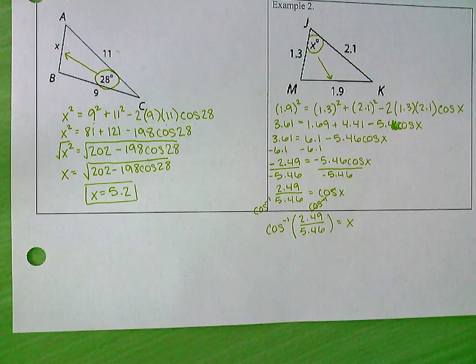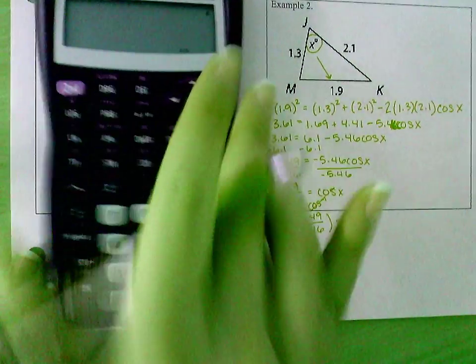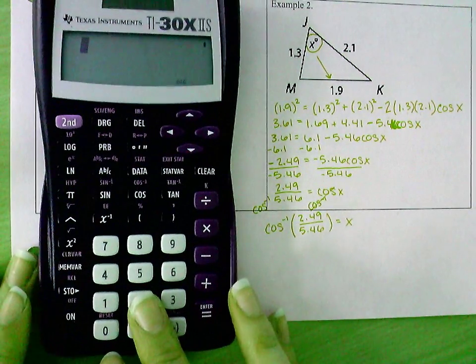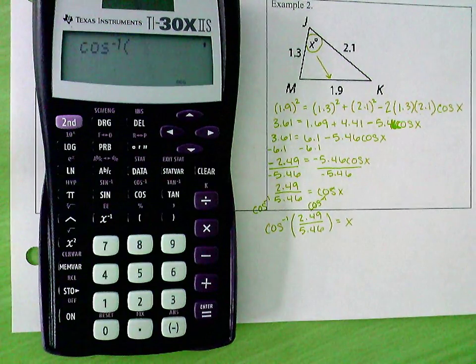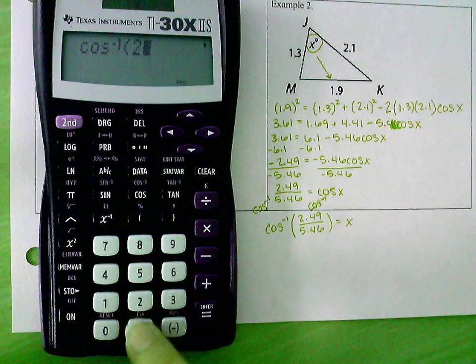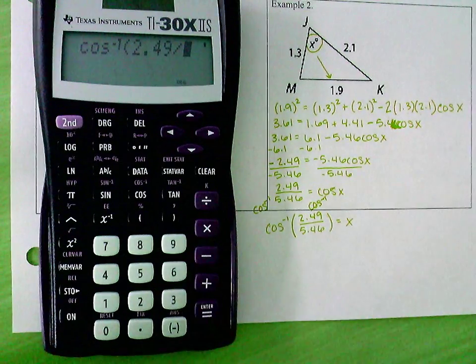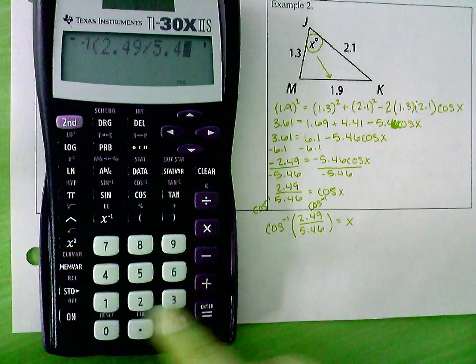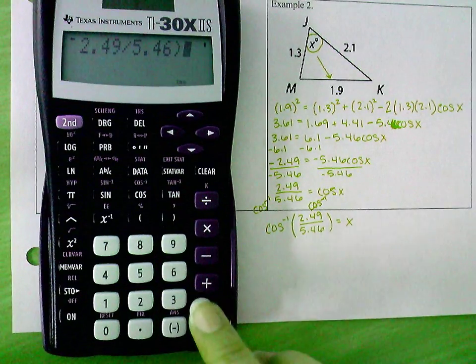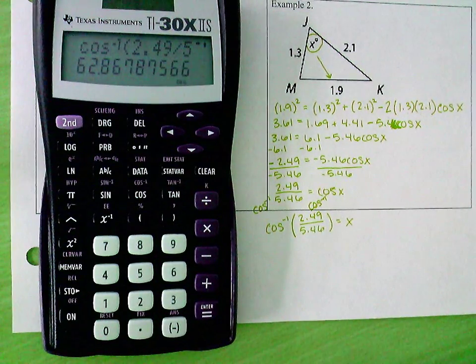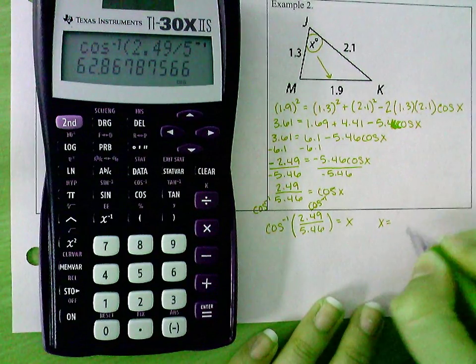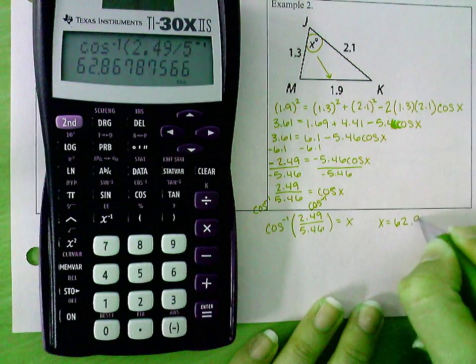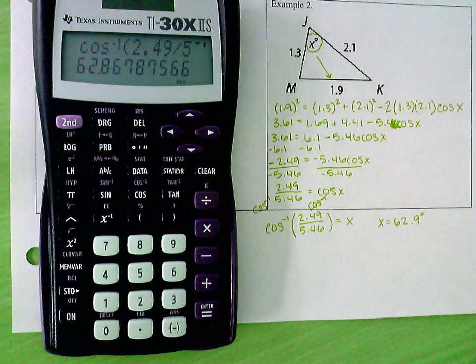Okay, so calculator right here. Okay, I can press second cosine, so I get that negative 1 for the inverse. Then I have 2.49 over 5.46 equals. Okay, so our x value here is 62.9 degrees.